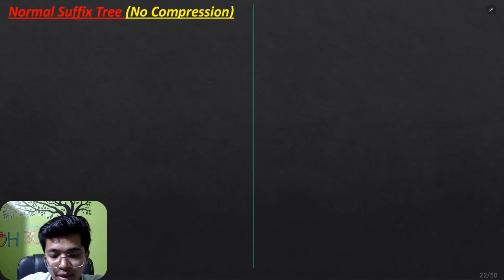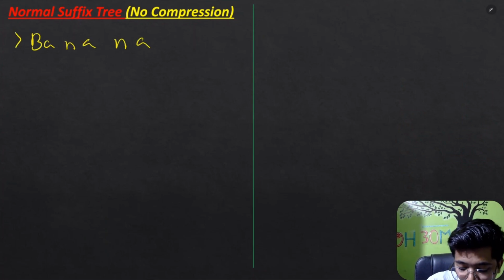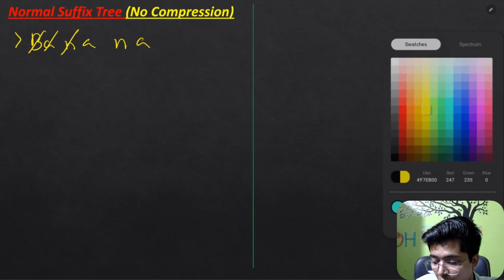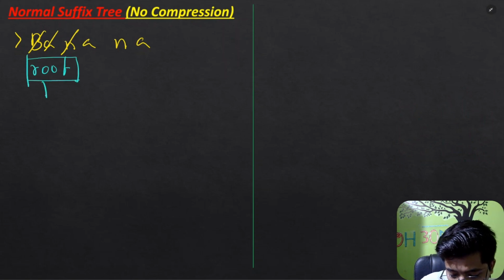Look, the word was banana, B-A-N-A-N-A. So we have already inserted B, we have inserted A, we have inserted N. Now we'll be inserting A. So we will again start from the root position. This is the root, and we will insert all the suffixes.